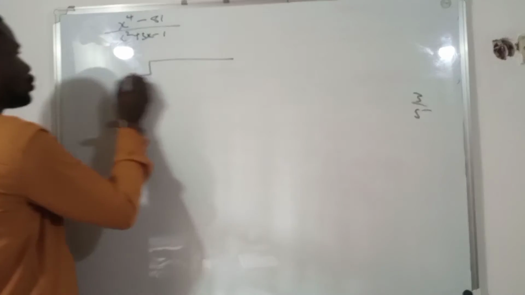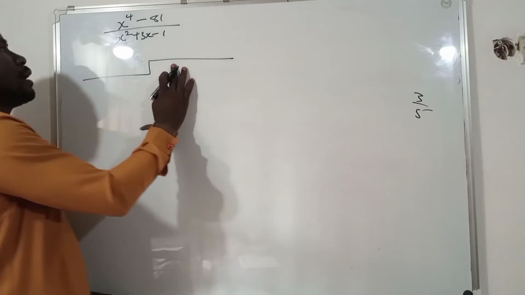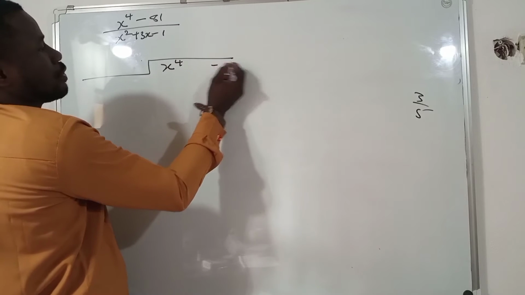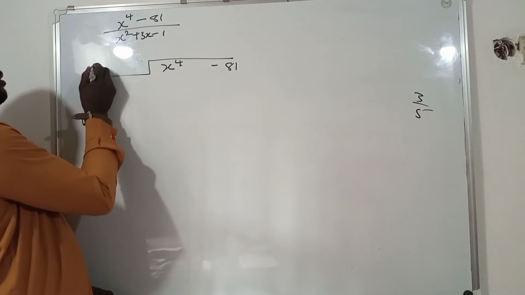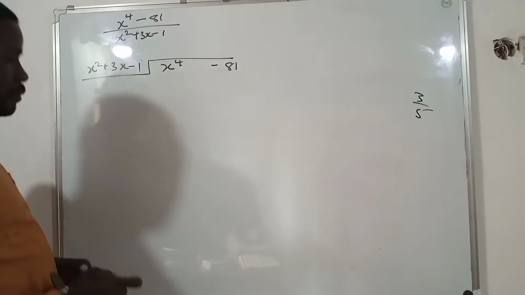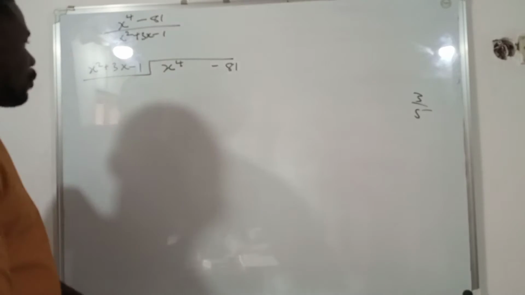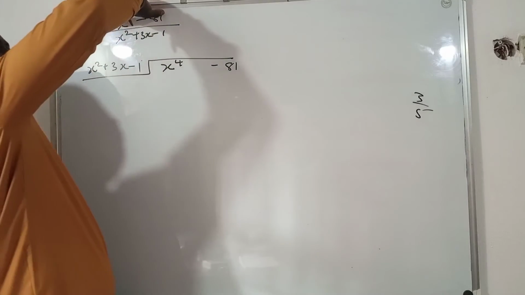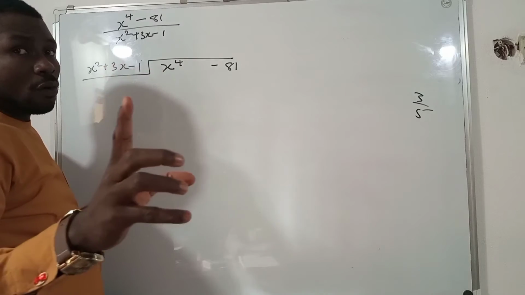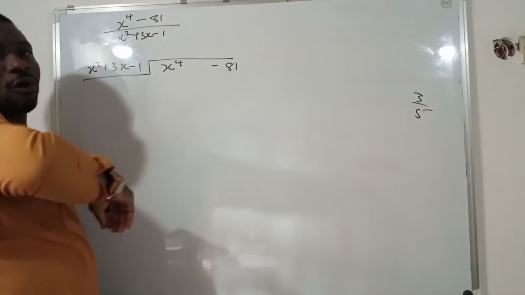Now let's quickly look at that question. As usual, we draw this, and then this of course should be the position of what? Our dividend, which is what? x raised to the power 4 minus 81. While here it's what? x squared plus 3x minus 1. Like I said earlier, what you need to ask yourself is, what is the degree of the dividend? The degree of the dividend in this case is 4. Why is it 4? Because the highest power here is 4.